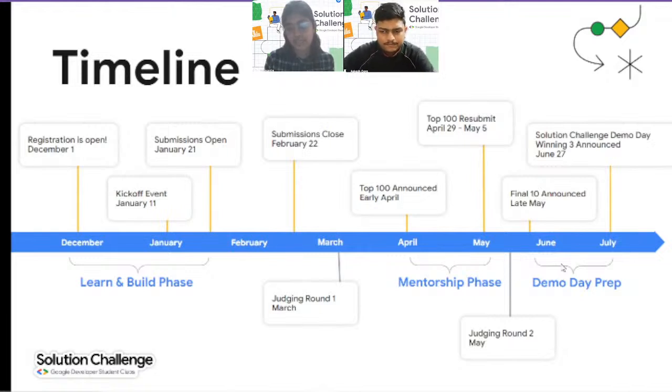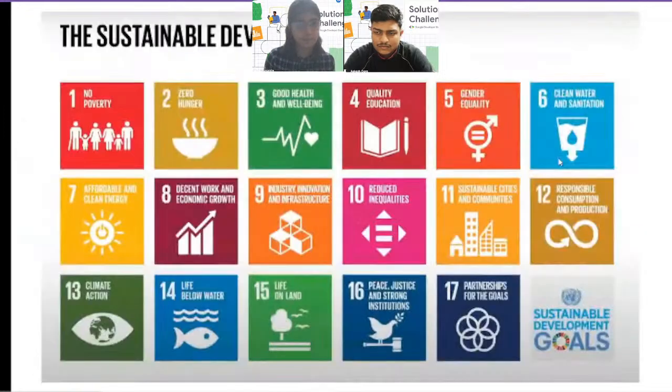So what happens in the demo day is all the 10 teams will have a one-to-one interaction and interview with the judges. So they'll talk about how your problem statement is making a bigger impact in the world, and how your solution is solving the right problem statement, which technology you have used, are you using Google technology to the fullest extent, and all these things will be discussed. So these top 10 teams will have one-to-one interaction with the mentors, with the judges, and the top three teams will be announced on June 27th. So this is how the timeline of Google Solution Challenge works.